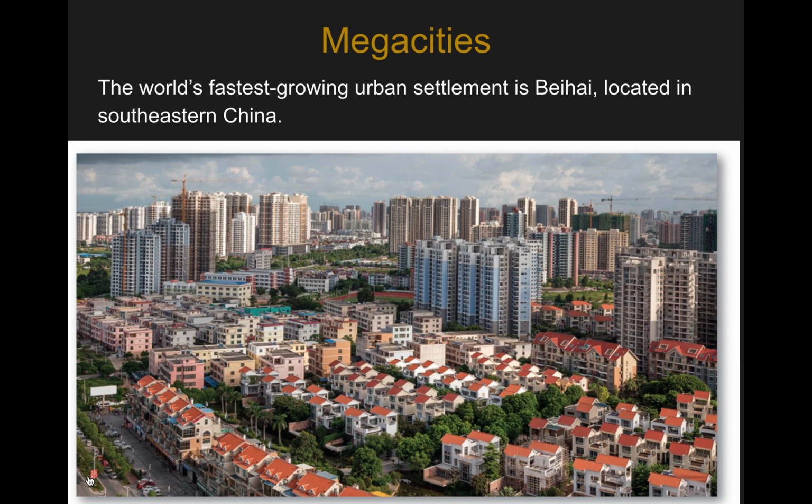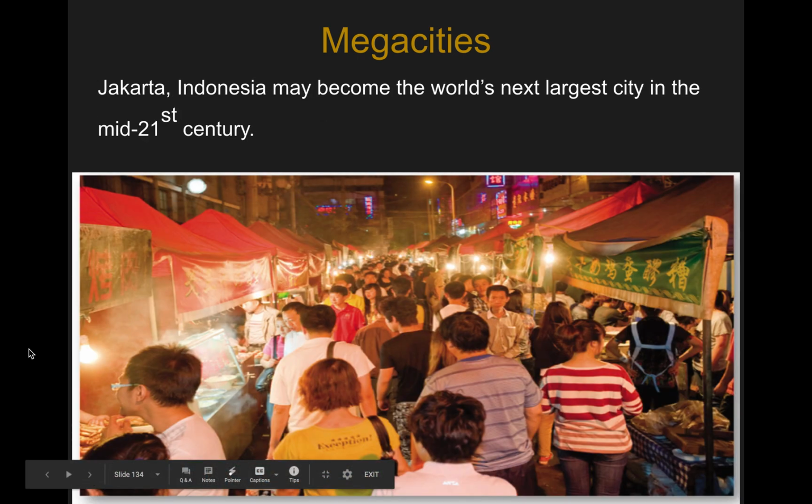All right, so again, we can see the fastest growing urban settlements located in China. Again, we look at Beihai, China. You see that the fastest growing urban center is located in the southeast region of China, near the border of Vietnam. Again, Jakarta could be the next largest city as early as 2030.